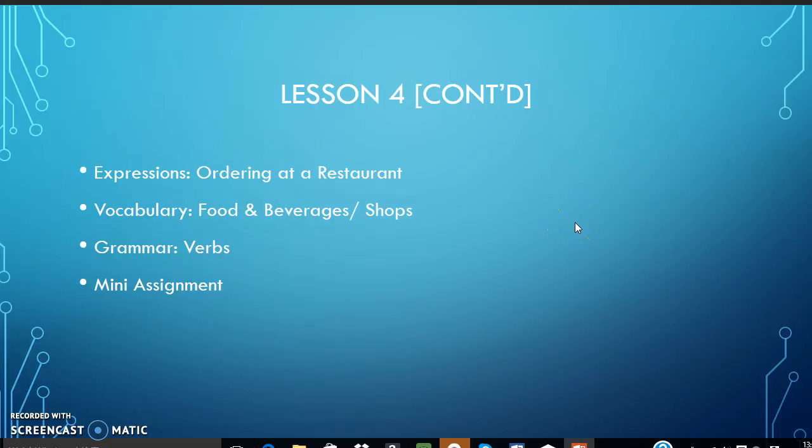Number five is, can I have the bill, please? Of course, after eating, this is what you would want to say. お勘定お願いします. There we go.